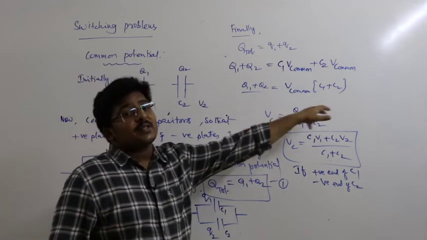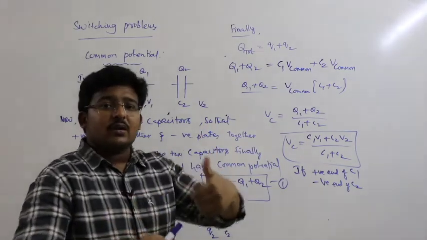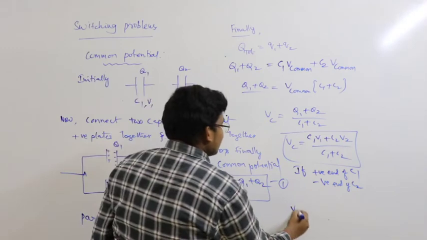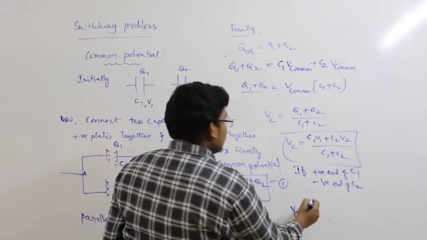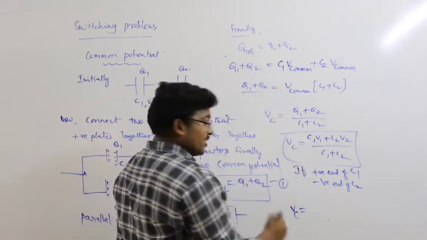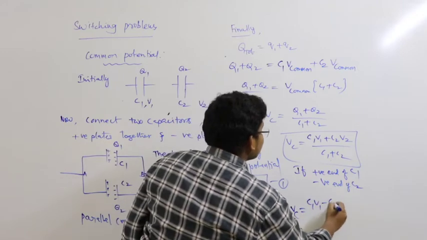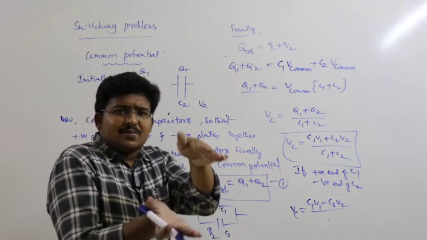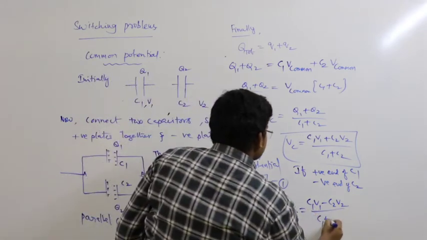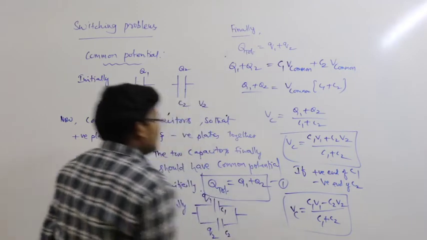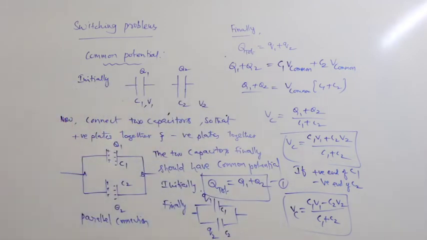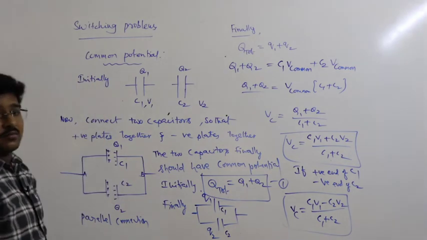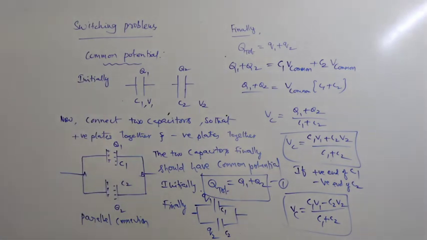Initially the charges were Q1 plus Q2 when we took them. If the endpoints have opposite polarities, we can simply say V common is equal to Q1 minus Q2. That is, (C1V1 - C2V2) divided by the total capacitance of the system, which for parallel is C1 plus C2. This is how to get the common potential when two capacitors are connected. Okay? Right.